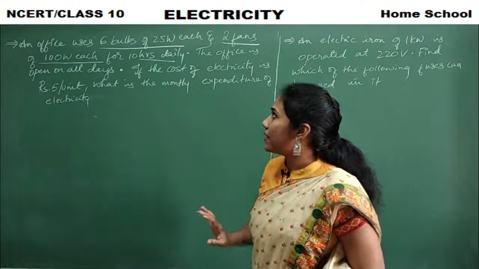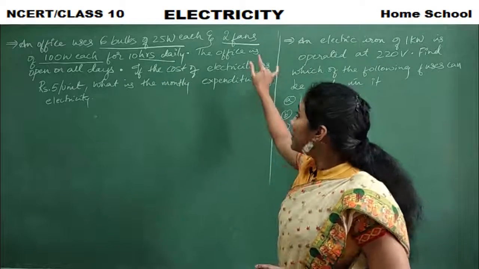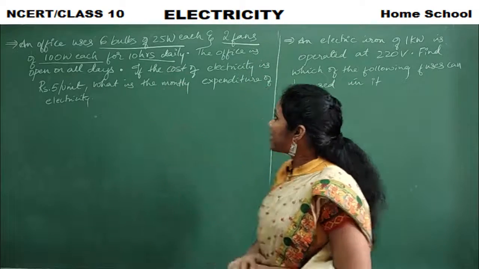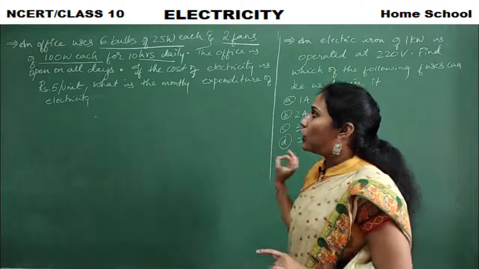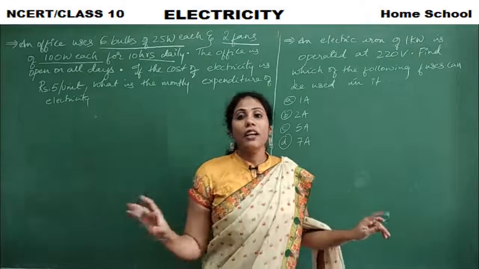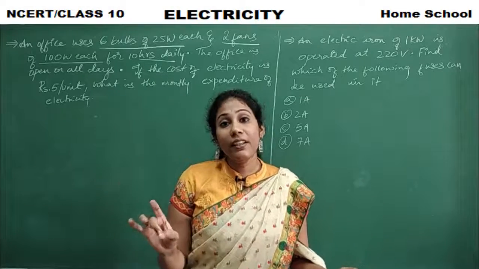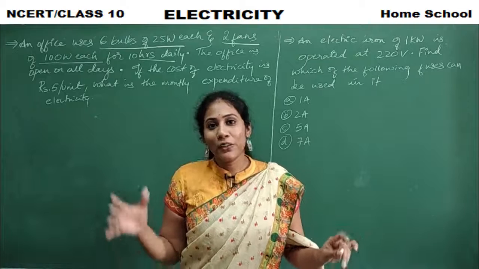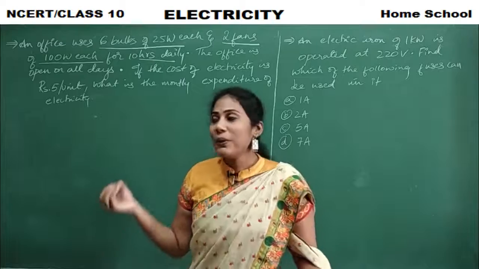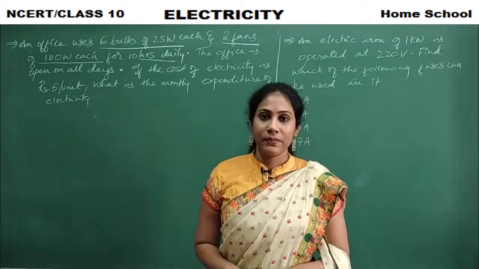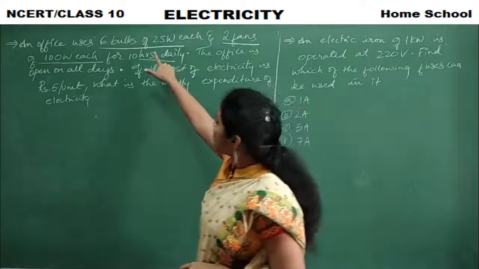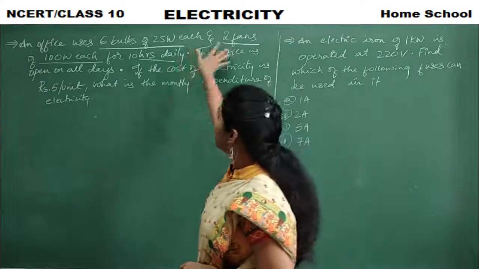How many bulbs? 6. What's the power? 25 watt. How many fans? 2. What is the power? 100 watt. Both of them are used for 10 hours daily. The office is open on all days. Means in a month, the office is open for all the days. So in a month, how many days will you consider? 30 days, not 31. I know some months have 31, okay? But normally a month in the sense is 30, right? So the office is open for all the 30 days. That means all the 30 days for about 10 hours, 6 bulbs are in use and 2 fans are in use.